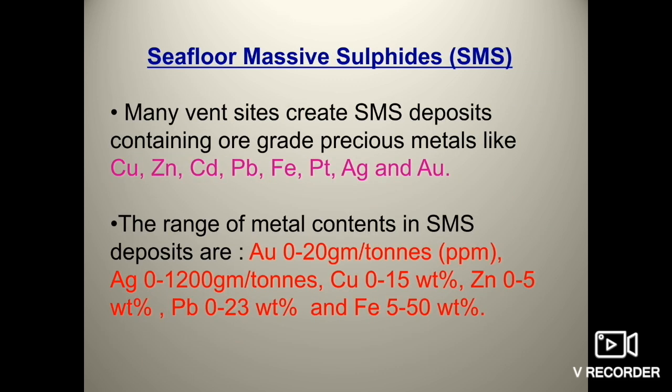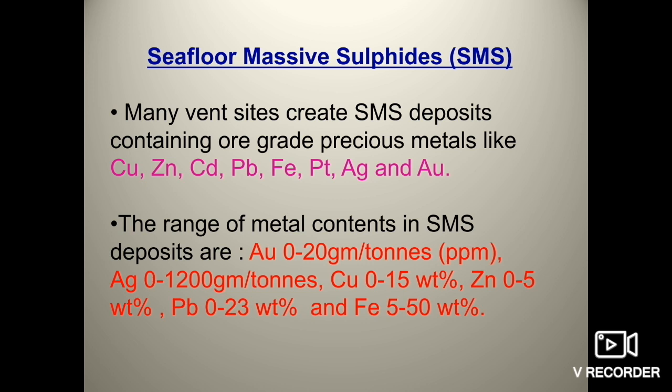And the next one is seafloor massive sulfide deposits, better known as SMS type deposits. Many vent sites create SMS deposits, containing ore grade and some precious metals of copper, zinc, cadmium, lead, iron, platinum, as well as silver and gold. Seafloor massive sulfide deposit is a broad topic. Here we are dealing with only the basics or some occurrence, so we cannot deal with all the things about seafloor massive sulfide deposits.